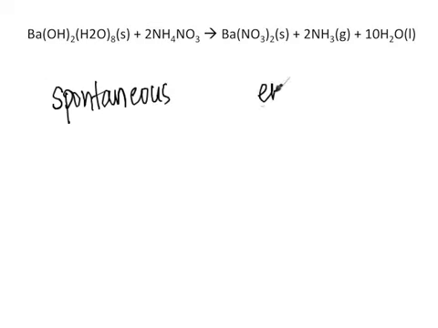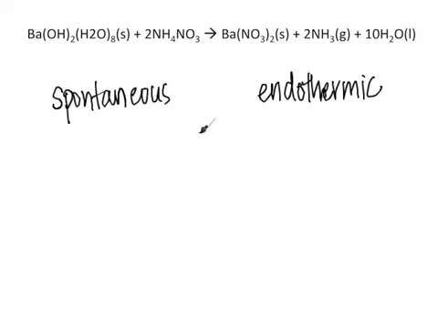Question number 8. Barium hydroxide combines with ammonium nitrate to become barium nitrate, ammonia, and water. So this is actually a reaction that Dr. Lottie has done many times in class. So this is an example of a spontaneous reaction that is endothermic. Which is something that we don't often think about.